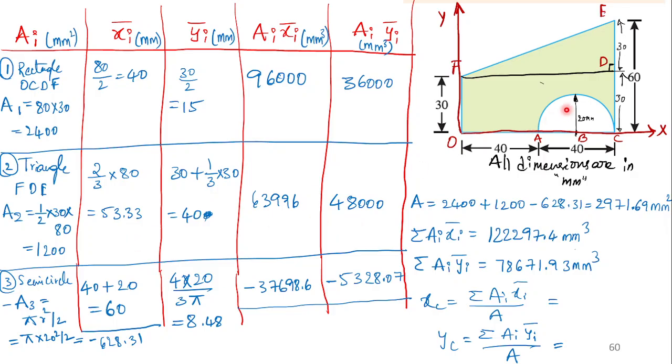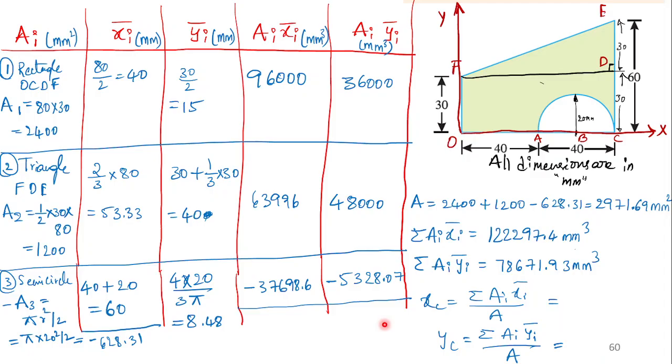Multiplication. And you are removing this semicircle. So minus a3, pi r square divided by 2. That gives me the area. And it's located at 40 plus 40 divided by 2, and this height is going to be 4r by 3 pi, so 4 into 20 divided by 3 pi, so multiplication part. So summation of ai into xi bar, summation of ai into yi bar, total area, capital A. Adding up all of them, you are going to get the location of xc as summation ai xi bar divided by A, and yc is equal to summation of ai into yi bar divided by A, and that gives me the xc and yc values respectively.